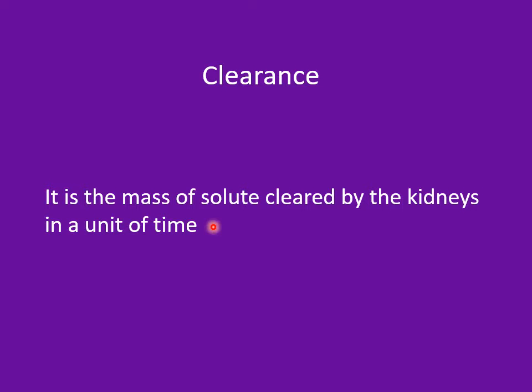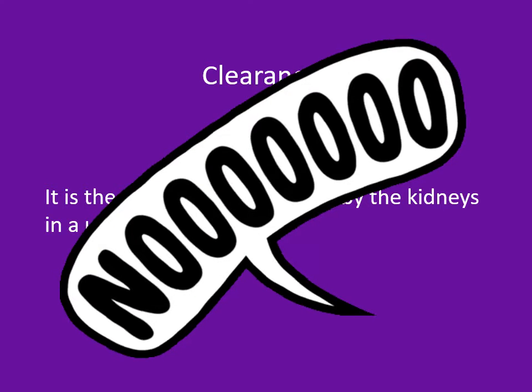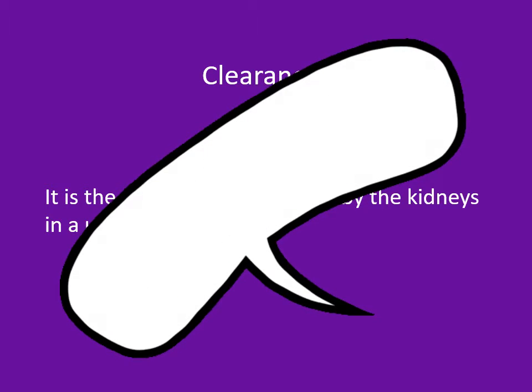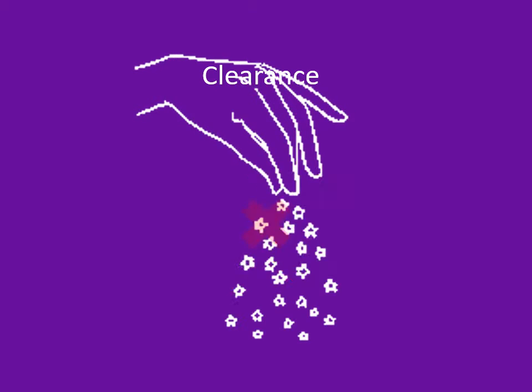But stop! First, I want to be really clear about the definition we have already stated, because it's really common that my students state that clearance is the mass of solute depleted by the kidney in a unit of time. But no, it isn't like this. Clearance is not about the mass of solute, but instead the volume of plasma, which is completely depleted of a solute in a unit of time.